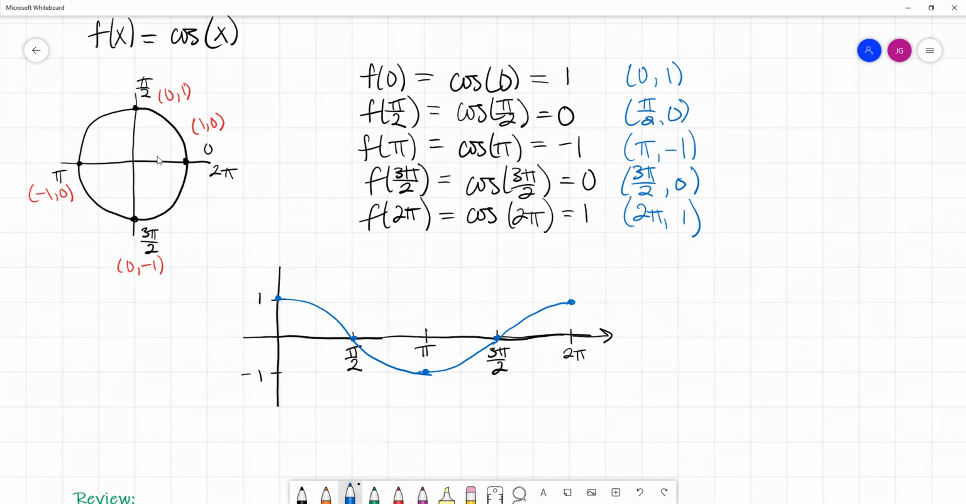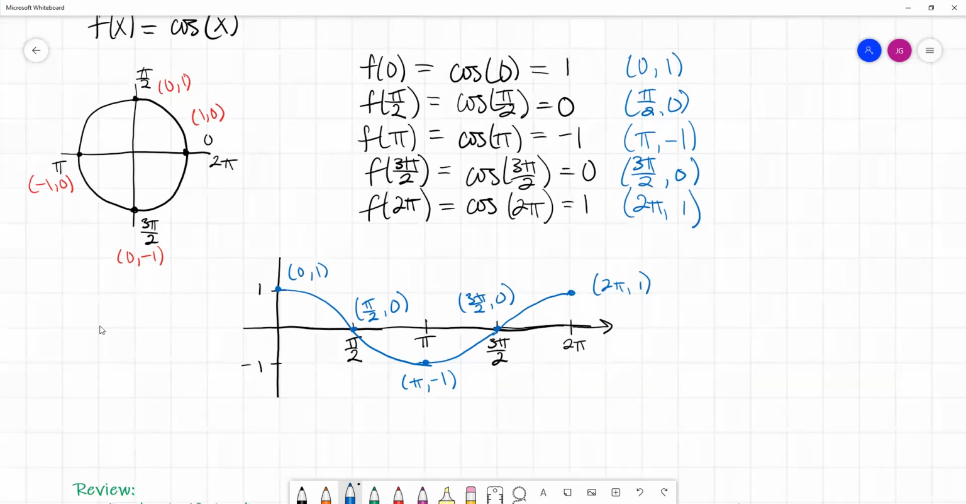And then just like we would normally do, we would label our quarter points. So 0, 1, pi over 2, 0, pi, -1, 3 pi over 2, 0, and then 2 pi, 1. All right. Cool. So then just a little bit of review.